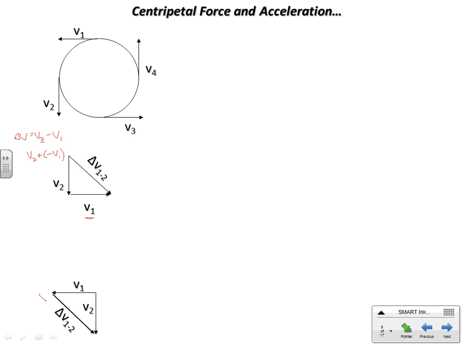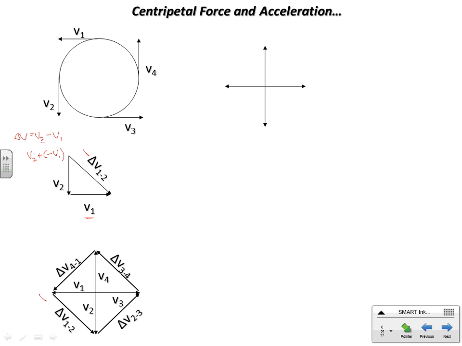Same vector here and here. So that says, well, from 2 to 3, the change is like that. From 3 to 4, the change is like that. From 4 back to 1, the change is like that. And the total change, the magnitude of the total change, is literally the perimeter of that square, right? Find the lengths of those vectors.